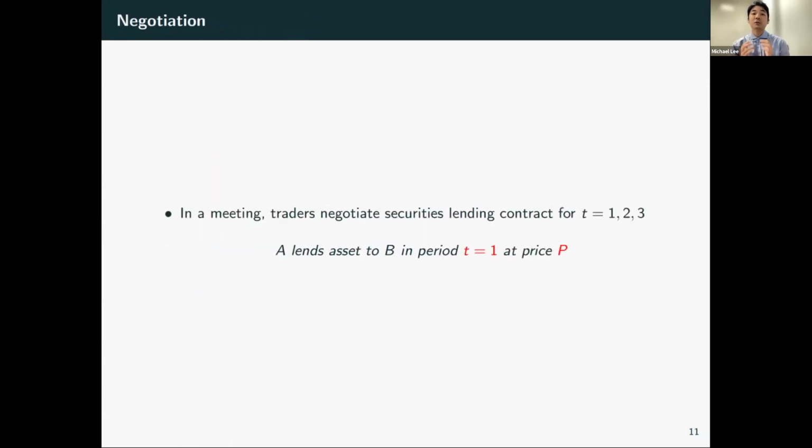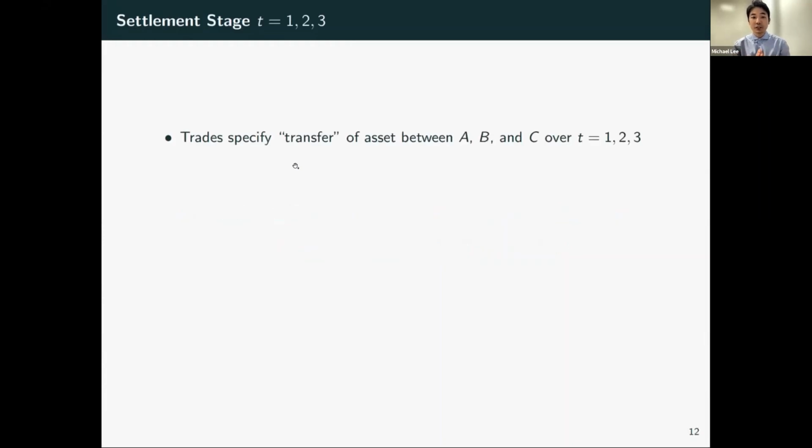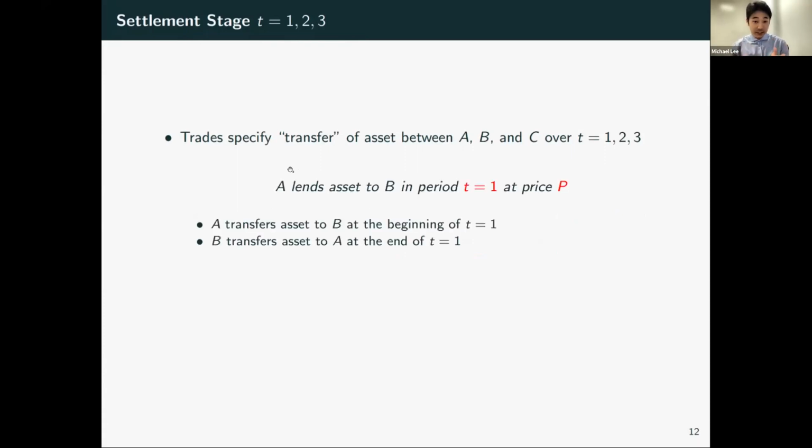Now, in a meeting, traders are negotiating a securities lending contract over the 3 periods, 1, 2, and 3. An example is A can lend the asset to B in the first period at some price P. So after the trading stage, there are some trades that specify some transfers that A, B, and C agreed upon over time 1, 2, and 3. If we go back to that example, when A lends the asset to B in period 1, there are 2 actions corresponding to this. A needs to transfer the asset to B at the beginning of time 1. B needs to transfer the asset back to A at the end of time 1. So the settlement stage is exactly when these actions are going to take place.